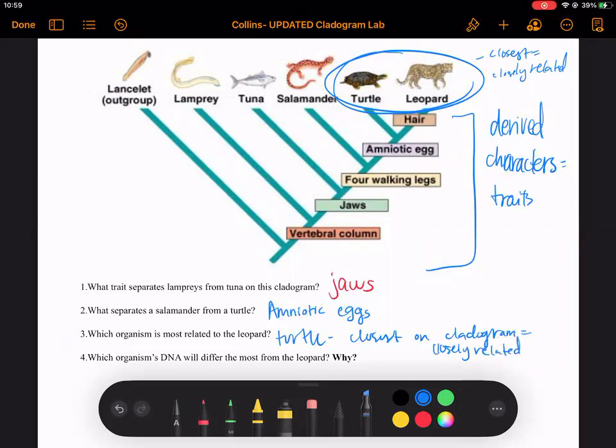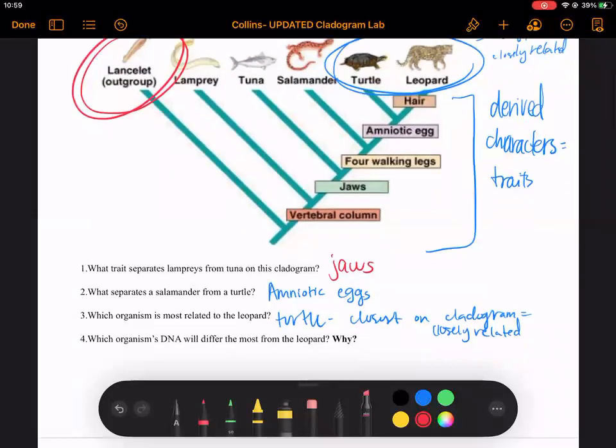All right, number 4, which organism's DNA will differ the most from the leopard? So we just said that the turtle is most closely related to the leopard, but which organism is the most different from the leopard? Aaron, what are you thinking? Because it's the outgroup, like it has none of those traits in common. And it's just like these close to the left.